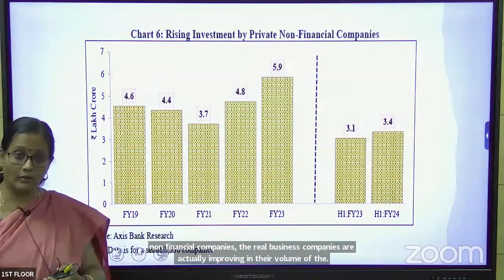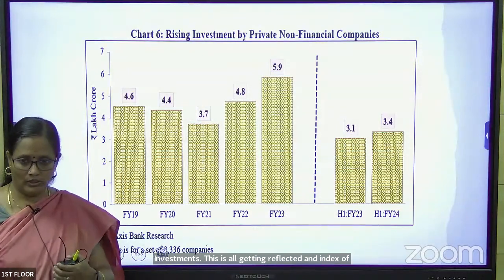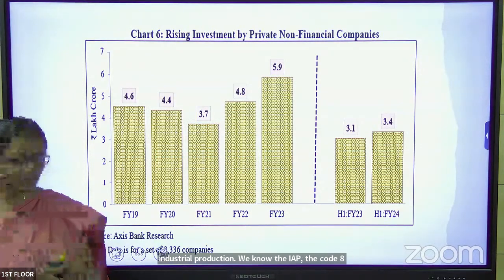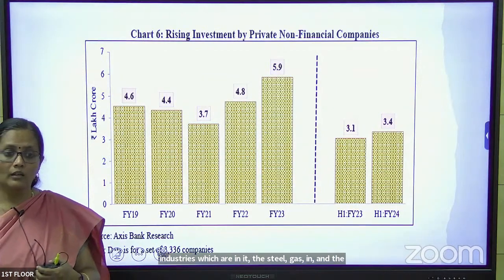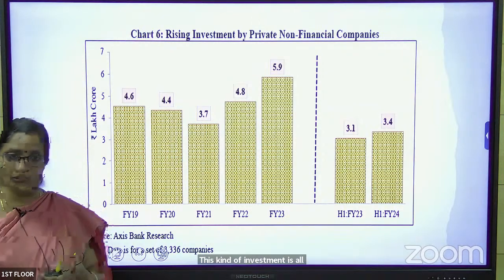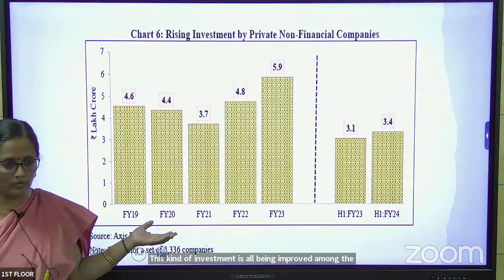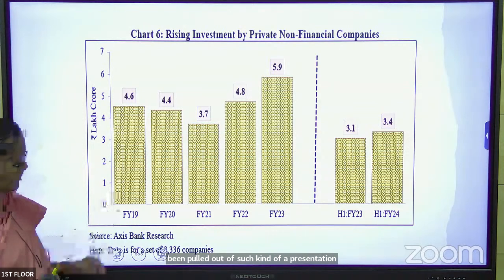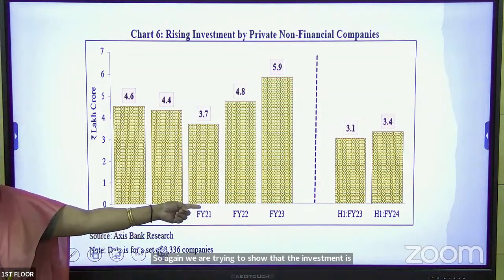This is all getting reflected in the index of industrial production. We know the IIP, the core 8 industries which are in it, the steel, the cement, the fertilizers, those kinds of industries which we would have studied. This kind of investment is all being improved among the core industries in the IIP index. So this data has been pulled out of such kind of a presentation. So again, we are trying to show that the investment is actually increasing. H1 is the first half of the financial year.